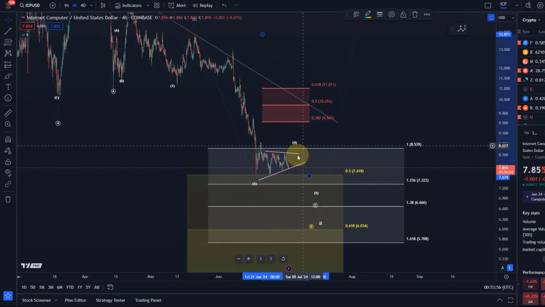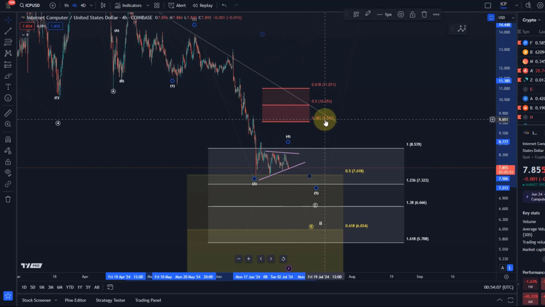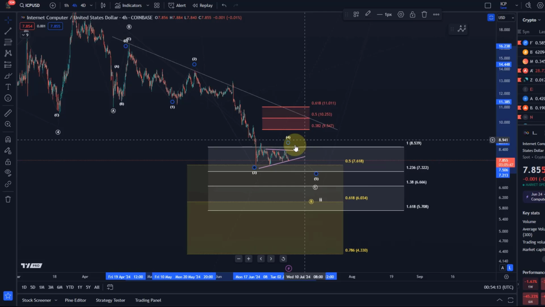The standard resistance area for the wave 4 would just be a counter trend move. Corrections can be sideways movements, or they can turn into flat corrections, which are a bit more complex. The standard resistance is between $9.55 and $11. So it takes a sustained break above $11 to indicate something different is going on, something more bullish.